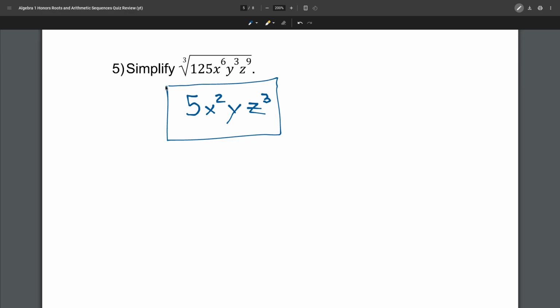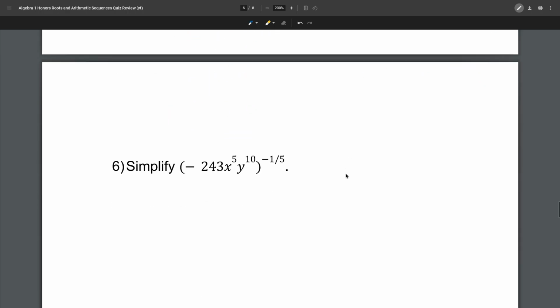Another way you could think about this is the cube root of z to the 9th is z cubed because z cubed times z cubed times z cubed, well, that equals z to the 3 plus 3 plus 3, z to the 9th. All right. So you can think about the exponents for the variables that way as well. All right, let's keep going.